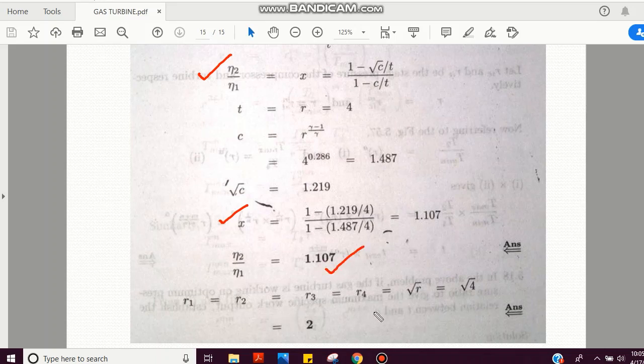Now the pressure ratio for different cycles: the values of R1, R2, R3 and R4 are all the same, and that equals root R, and the R value given here is 4, the pressure ratio. So root R becomes 2, which is the value of our pressure ratio. Thank you.